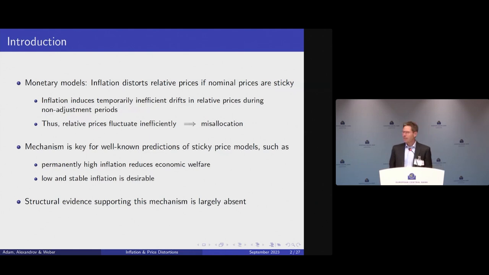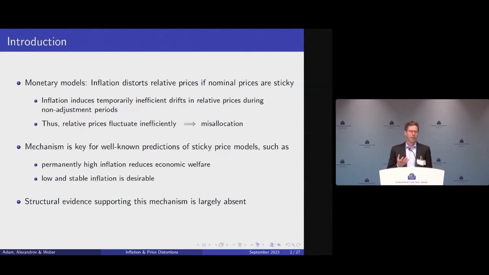So there are monetary models, and these monetary models have a feature. Quite many of them have this feature, and that is that inflation distorts relative prices if nominal prices are sticky. So how does it work? Suppose you are a firm operating in a high inflation environment. You set your price, you know that price is going to stay for some time, and you know that inflation is going to erode that price over time. So you know there's a target price that you want to hit, so you're going to set your price above the target price initially, understanding that in expectation you're going to end below the target price eventually.